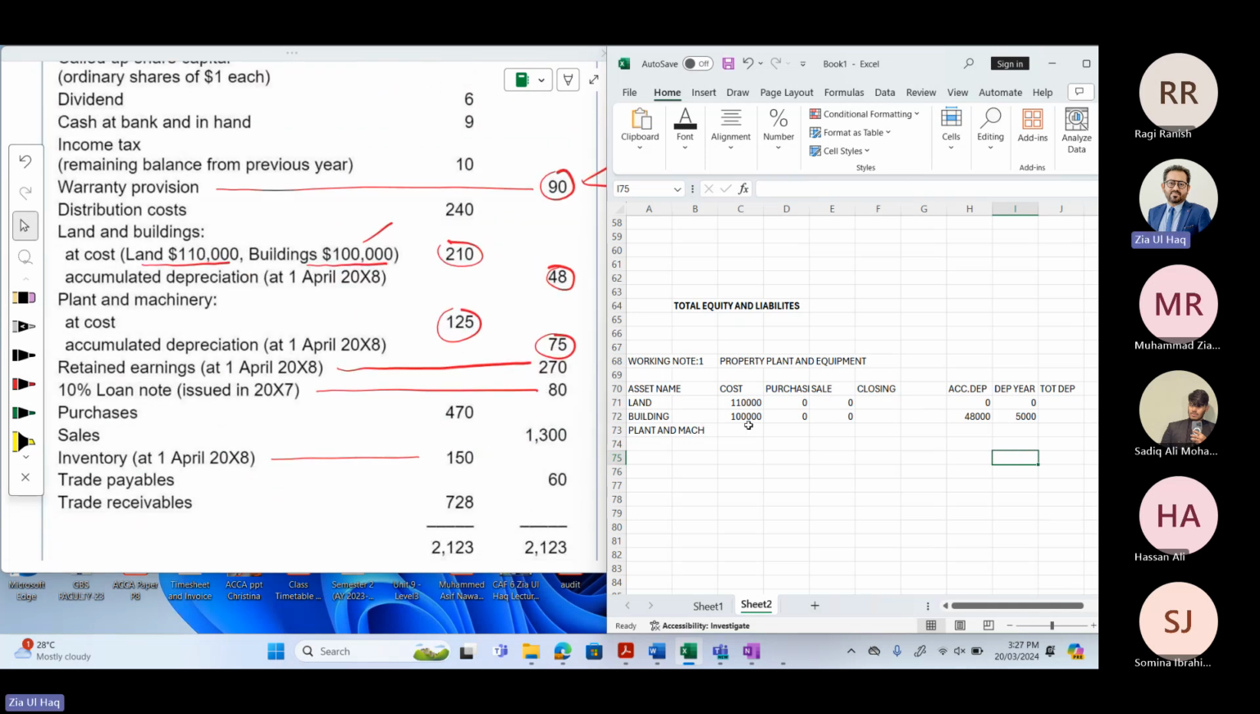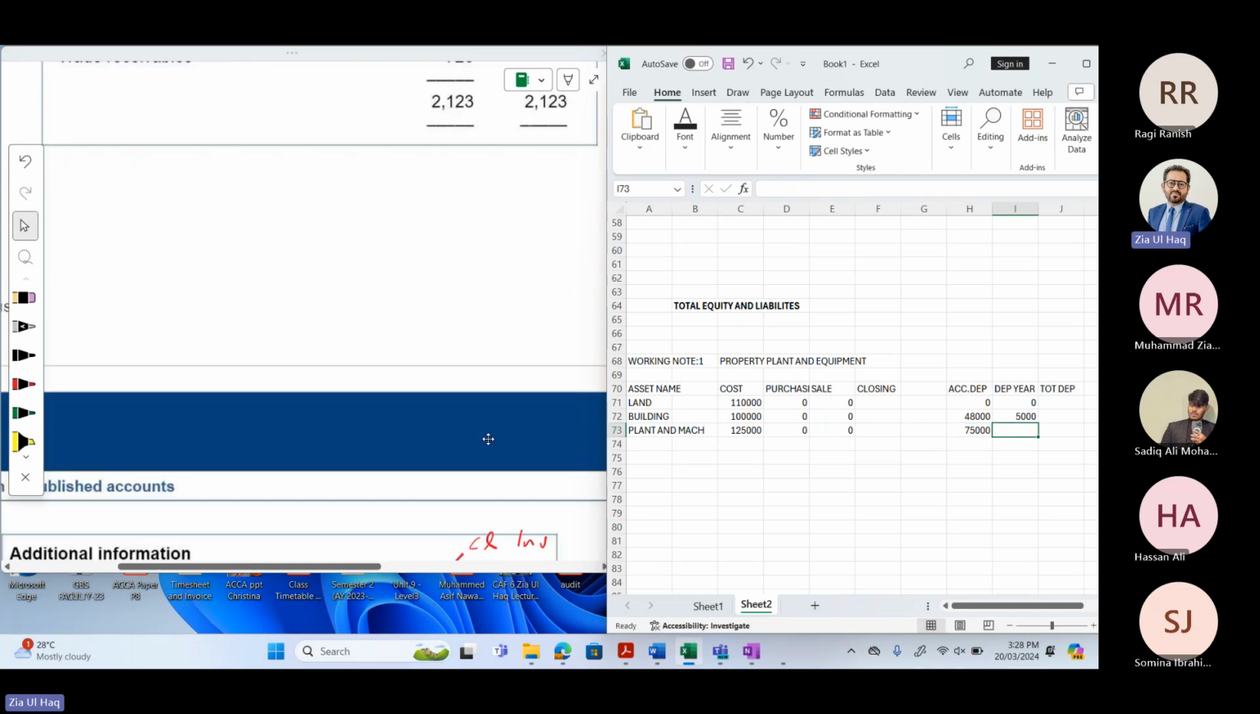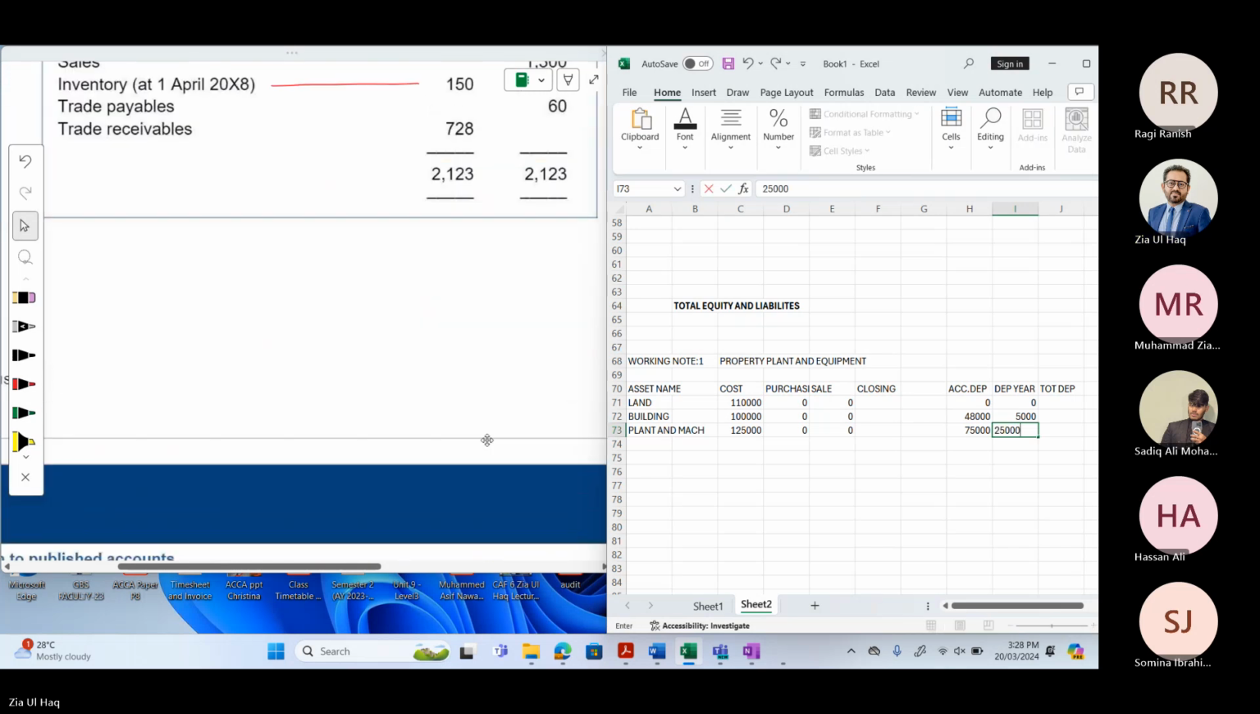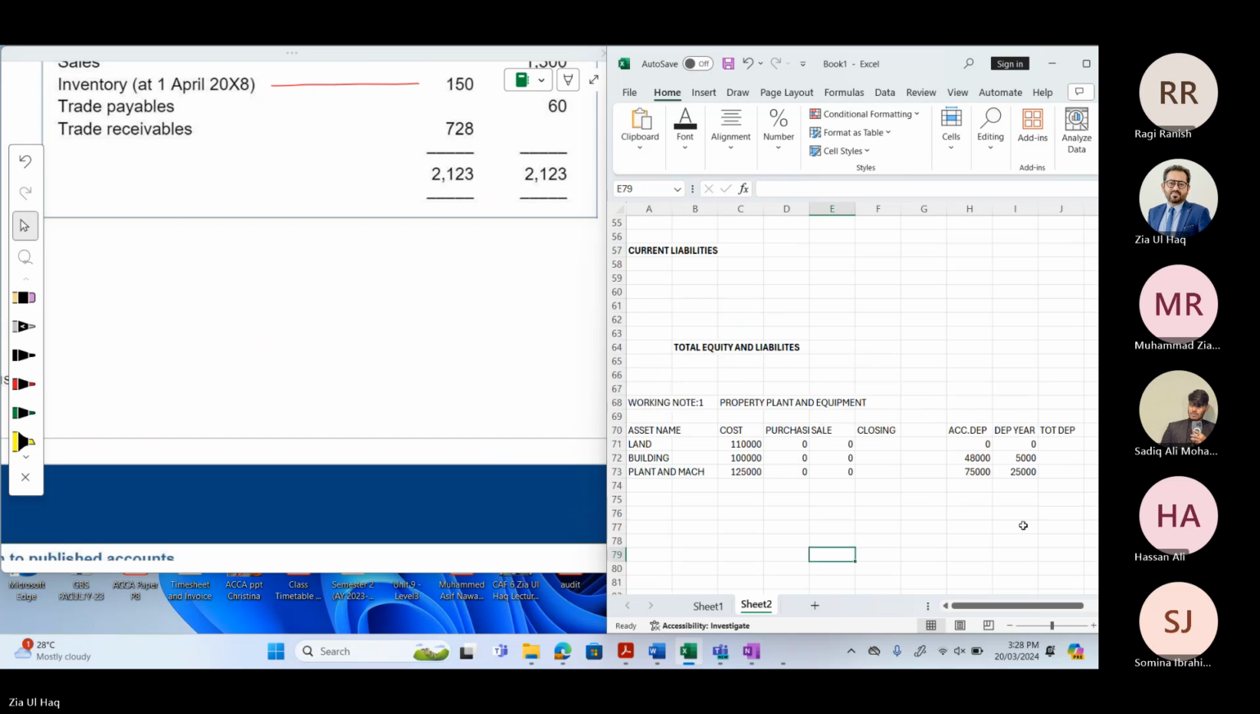Now moving towards plant and machinery. What is the cost of plant and machinery? It's 125,000. Is there any purchase? No. Is there any sale? No. Is there any accumulated depreciation? Yes, 75,000. And what is the depreciation for the year? It's 25,000. Is that fine? Okay.